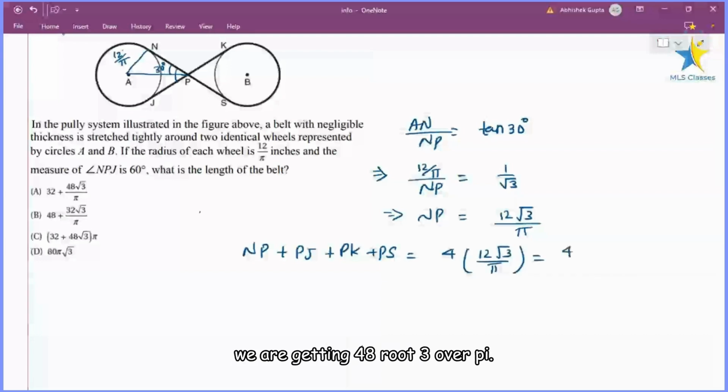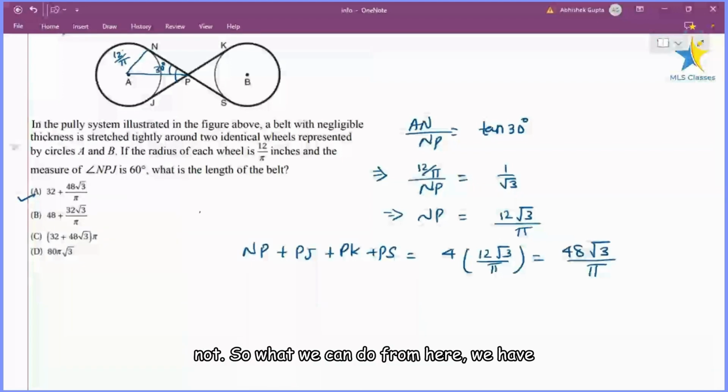That means we are getting 48 root 3 over pi. Now you can see that this thing is only available in option A. So it should be the answer. Without doing much effort, we have to recognize the answer. So this should be the answer, but let's see whether this will be the exact answer or not.